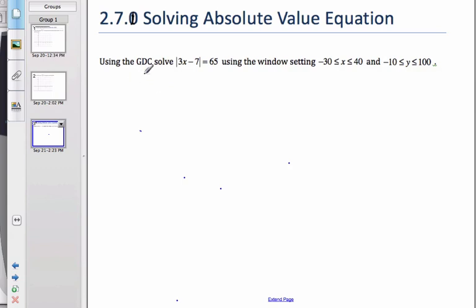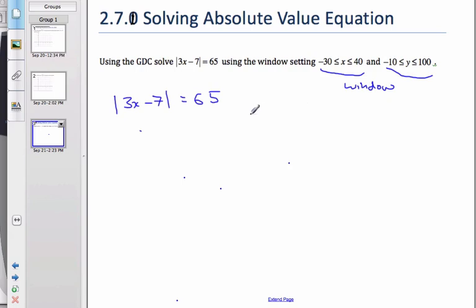We're going to be solving an absolute value equation. Using the graphical display calculator, I'm going to solve the absolute value of 3x minus 7 equals 65, using these window settings again. We're going to use the window on the calculator.